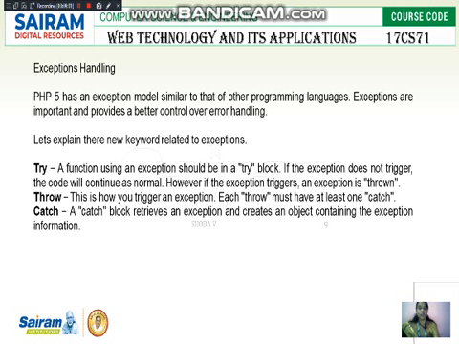When we're talking about exceptions, if the user already exists in a system, in that case there should be an exception. So at that time what will happen? The UI will take the error and throw it, and then the user can see a nice message. PHP 5 has an exception model similar to that of other programming languages. Exceptions are important and provide better control over error handling. So let's see the new keywords related to exceptions. We have try, throw, and catch.